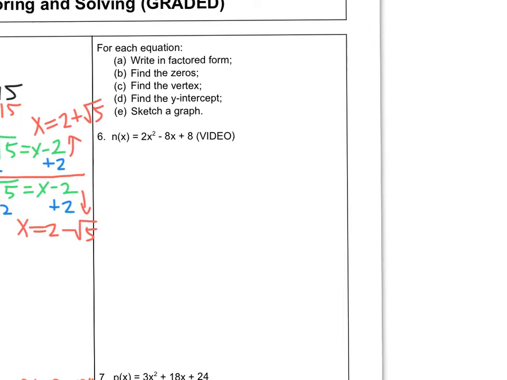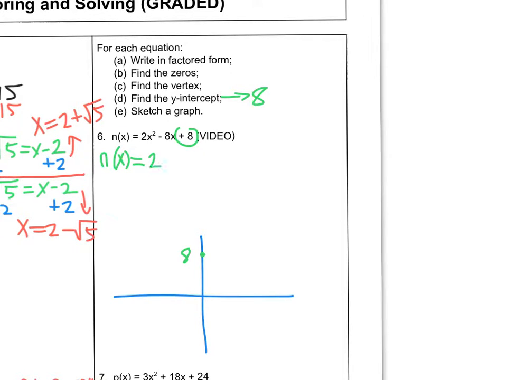Looking on to the next one, we got all kinds of stuff going on. I've got to write in factored form, find the zeros, find the vertex, find the y-intercept, and sketch a graph. I might do this out of order today because I kind of feel like being reckless. So I'm going to find the y-intercept first because I know that is just going to be 8. And I'm even going to graph that right now. 8. There, done.